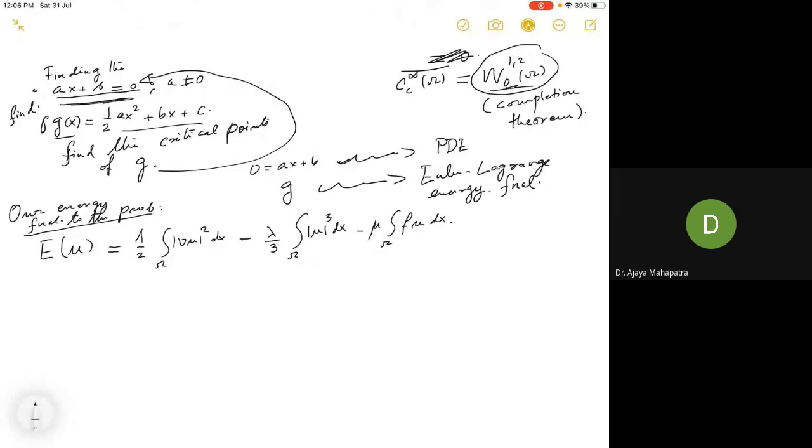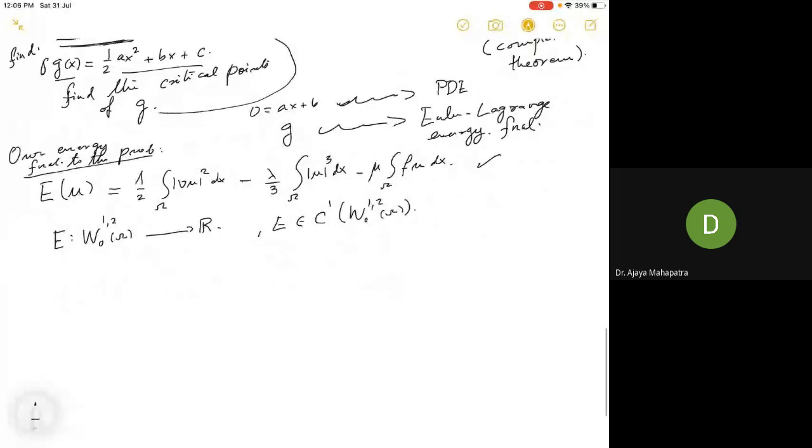Okay, so we will take this energy functional and try to show that it has a critical point, a non-trivial critical point. That's the job in hand now. This is a nonlinear functional from W_0^{1,2} to R, and E is a C1 functional over the space W_0^{1,2}, where E prime of u is a member of the dual of this space.